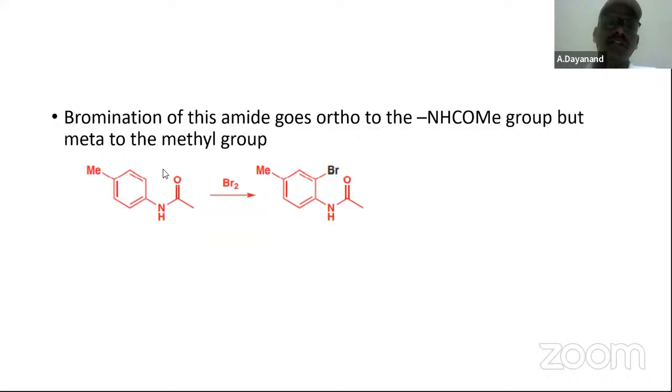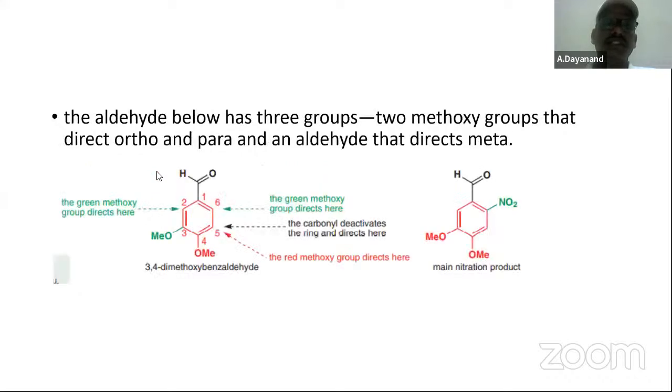Therefore, the amide is going to win the race. That's why it is going to come at the ortho position. The aldehyde below has three groups: two methoxy groups that direct ortho and para, and an aldehyde that directs meta. The main nitration product is ortho to the aldehyde.